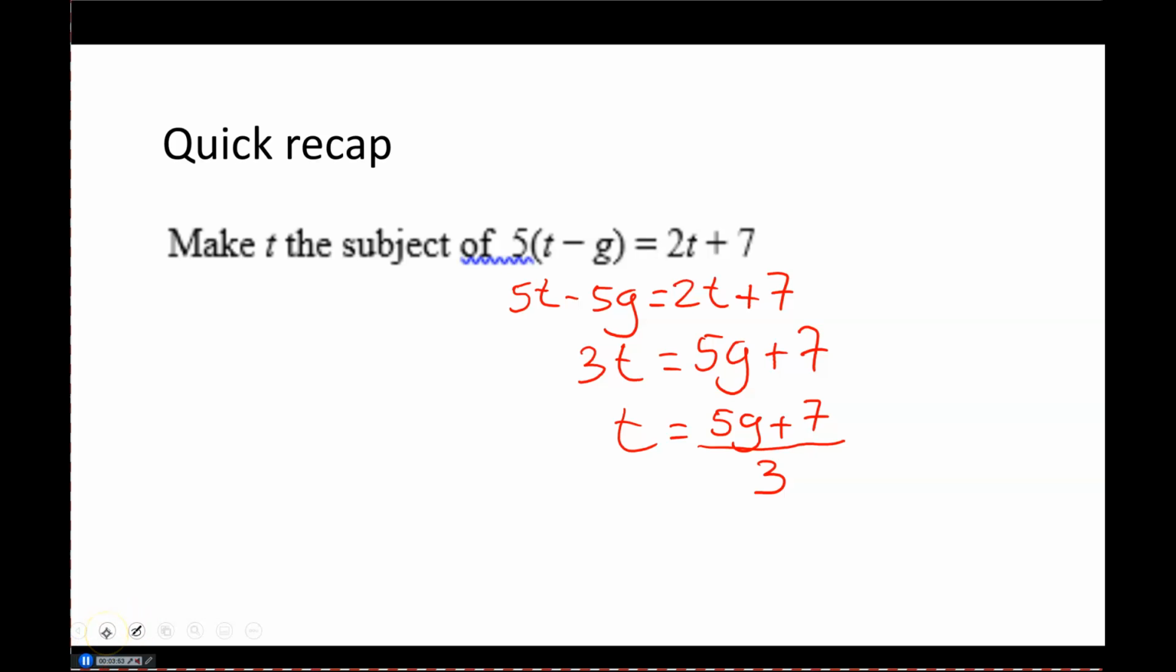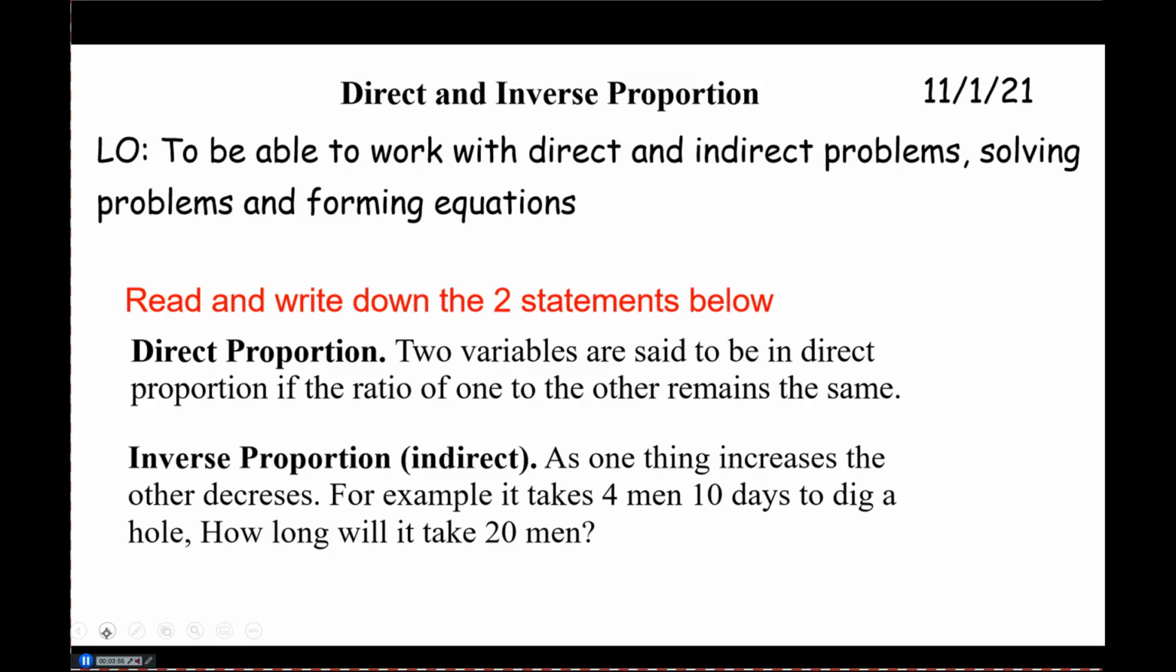Now on to a fairly new topic, direct and inverse proportion. We're not going to get onto inverse today; we're doing direct, but we are going to be solving problems and forming equations. Two really important statements: we need to know the difference between direct and inverse, or indirect. The way I remember it is that two variables are said to be in direct proportion if the ratio of one to the other remains the same. In other words, as one gets bigger, the other gets bigger by the same multiple.